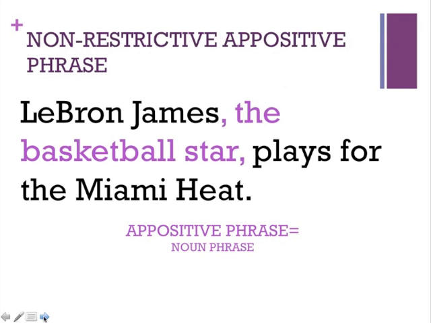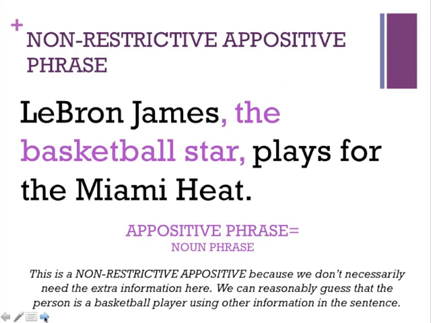Now watch what happens though when we switch it around. We still have an appositive phrase, but this time the situation is non-restrictive. Because we know, or at least in this context, we think that most people would know that LeBron James is a basketball star. So we can probably also reasonably guess that he's a basketball player because the Miami Heat is a basketball team. Now, of course, that means you have to understand the context very well.